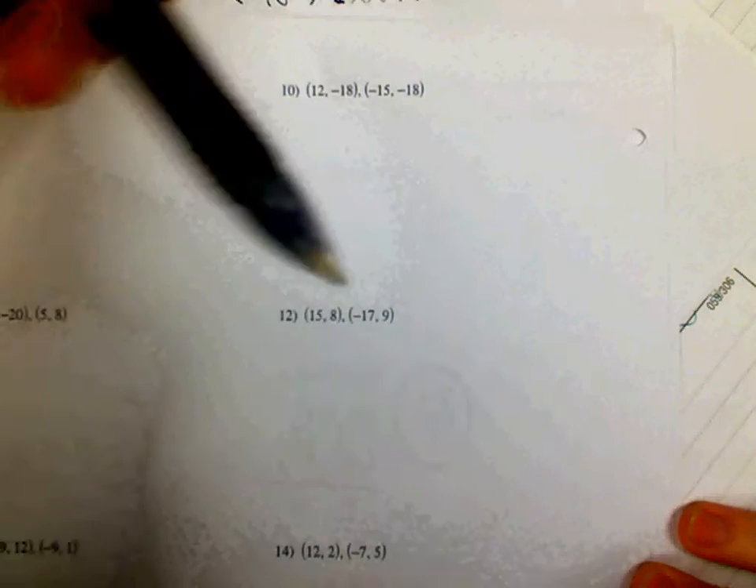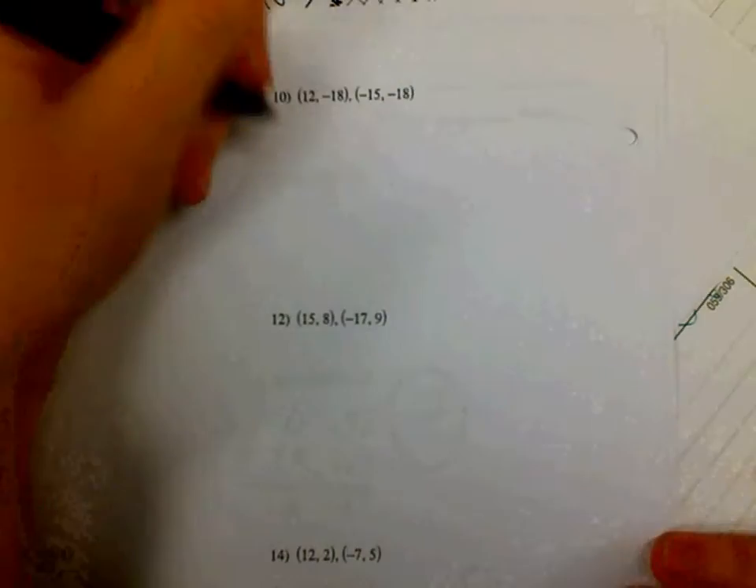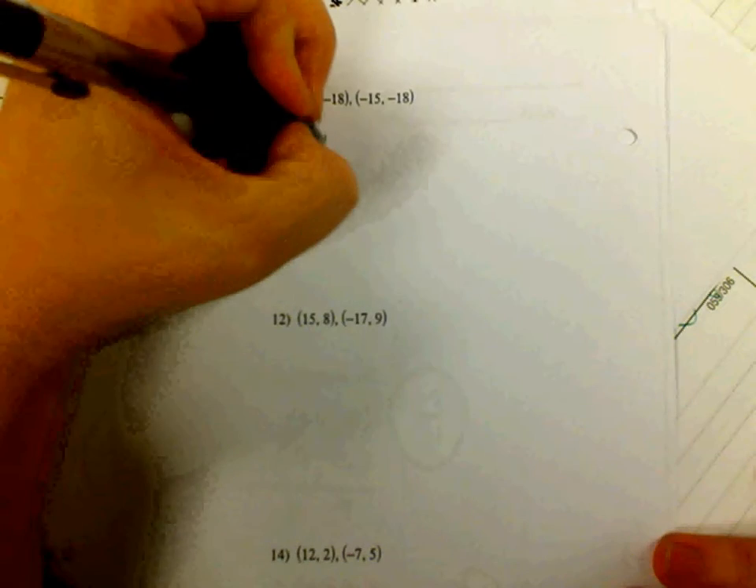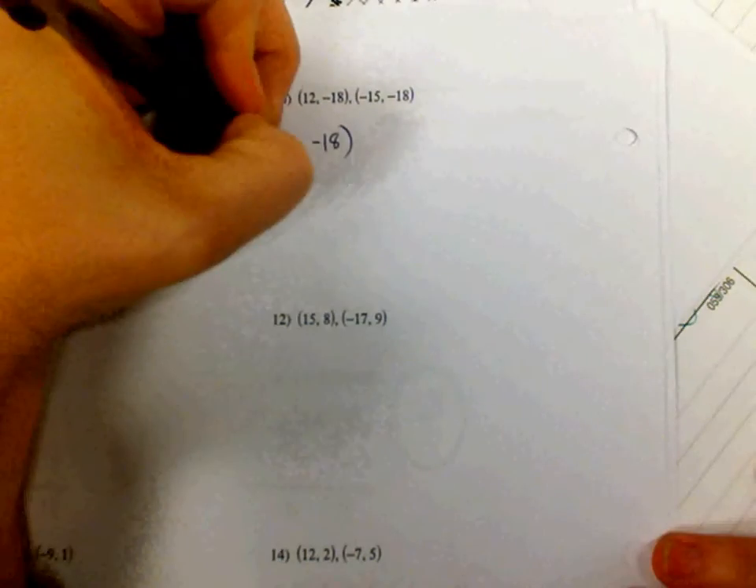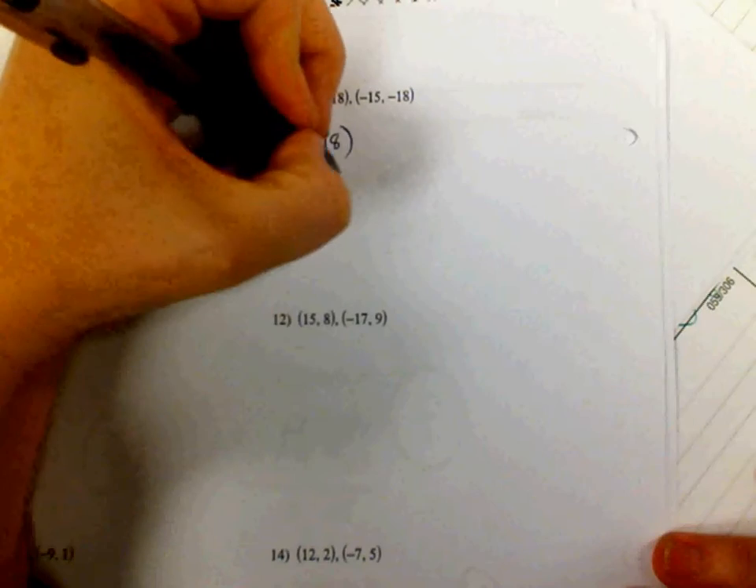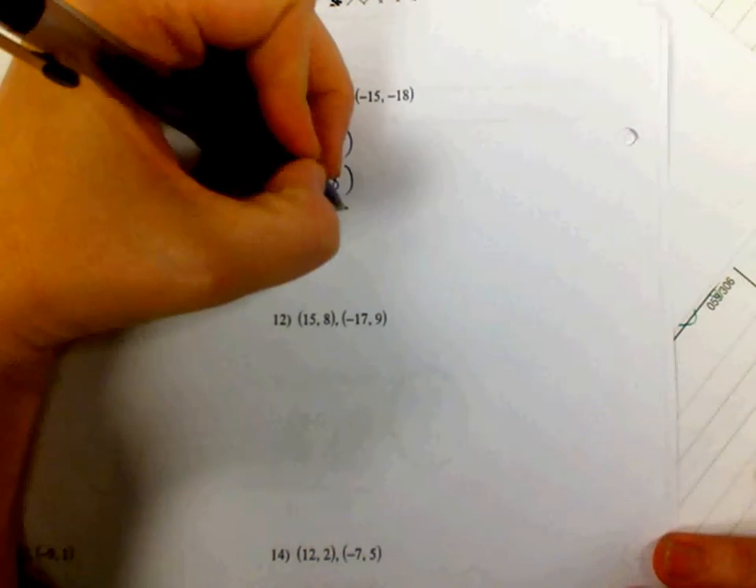For the first step, what you need to do is find 2 points. That would be if you had a table or a graph, but here they already gave us 2 points, so you can move to step 2, which is to stack the points on top of each other. Remember, this is called the stacking method. So it's 12 and negative 18, and then we have negative 15 and negative 18.